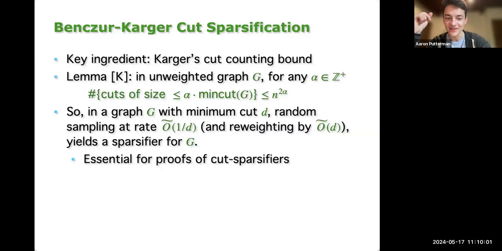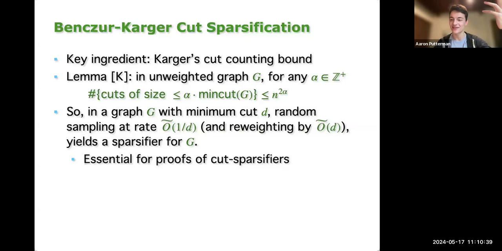An immediate consequence of this is that if we were to look at a graph G and say that the minimum cut is a value D, now we actually can do random sampling. In fact, we can randomly sample at rate roughly 1 over D and correspondingly reweight the edges that we sample by a factor of roughly D. And this will yield a sparsifier for the graph G. This is just because we can take a Chernoff and union bound over every cut in the graph. Because we have this nice counting bound, we know there aren't too many small cuts. And the small cuts are where we'd be most worried about a Chernoff bound not giving us a high probability result.